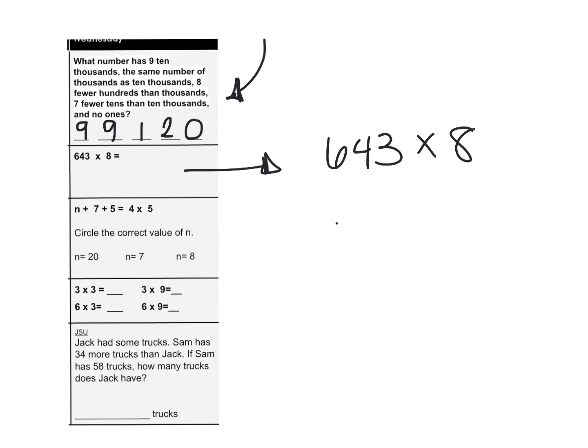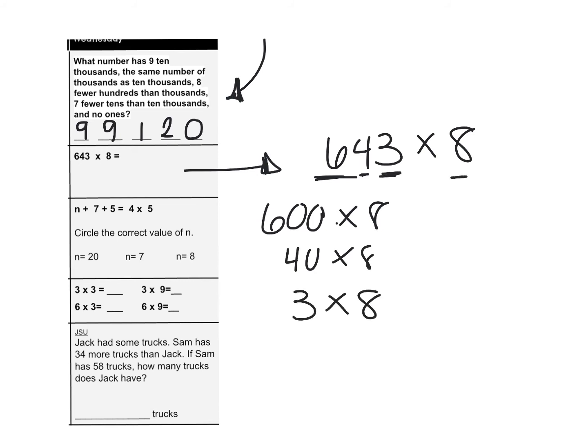There are several different strategies that you could use for this one. You could take it apart into its place value. So 600 times 8, 40 times 8, and 3 times 8. And that could be a strategy that you use. Remember that yesterday we saw that we could multiply 8 times 6 and do 48. And we know that these are hundreds numbers. So we can take that quick little shortcut.